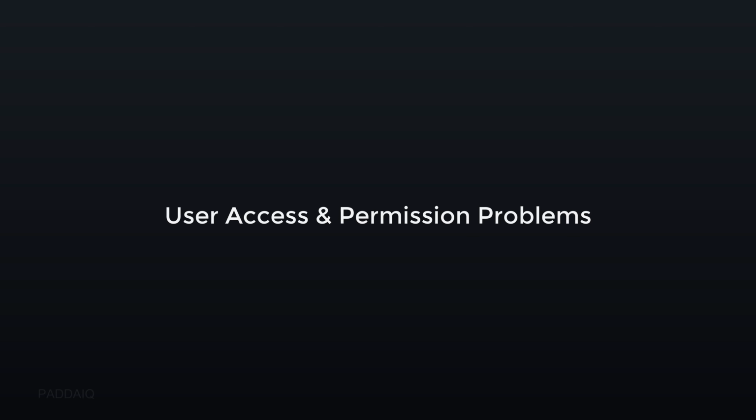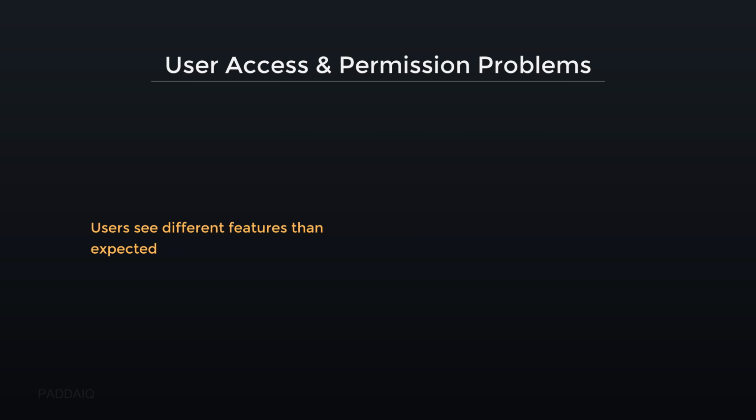User access and permission problems. Users see different features than expected. This occurs when their assigned roles lack permissions for certain functions. For example, a user with only view access will not see buttons to edit data. Always verify role assignments to ensure users have the correct access for their tasks.